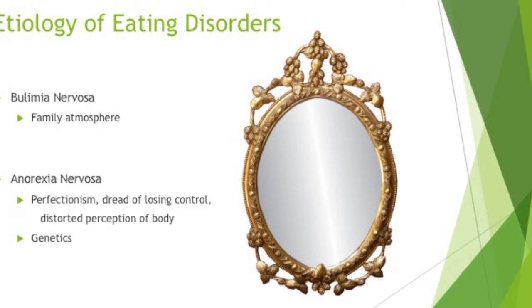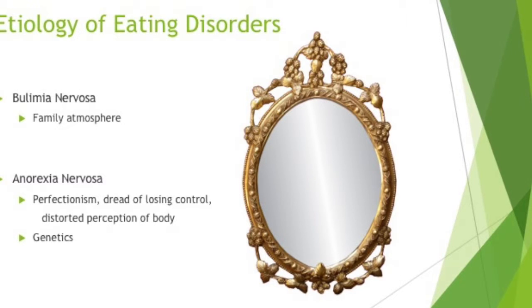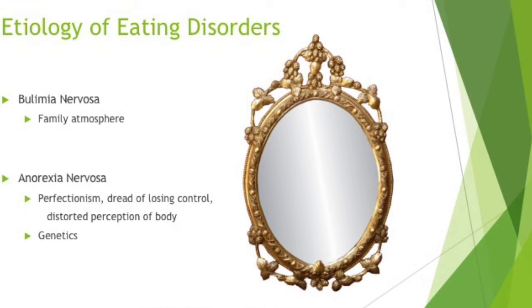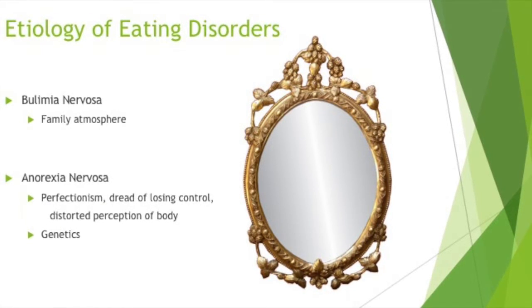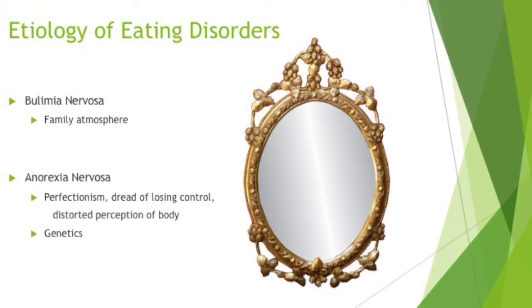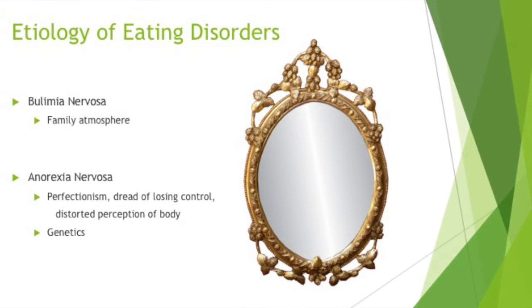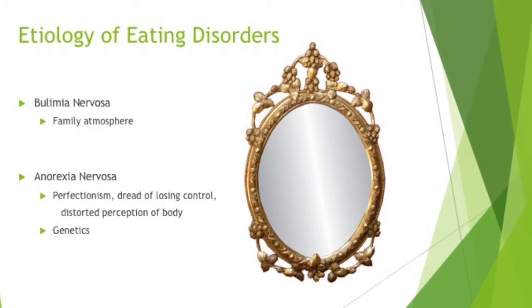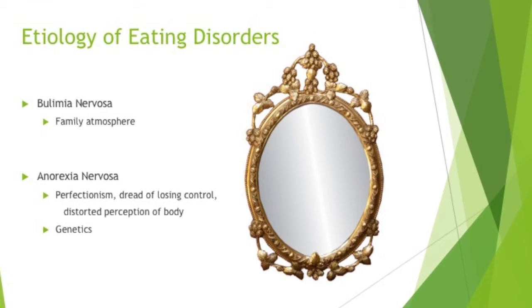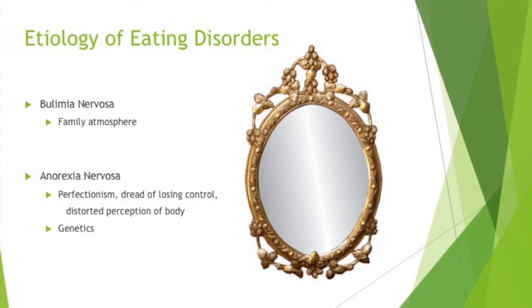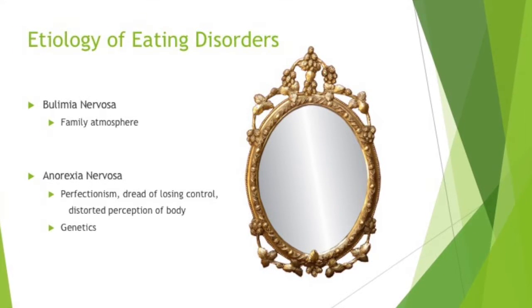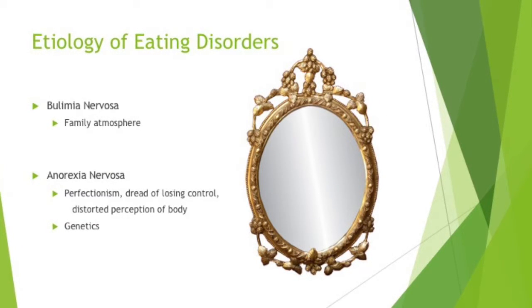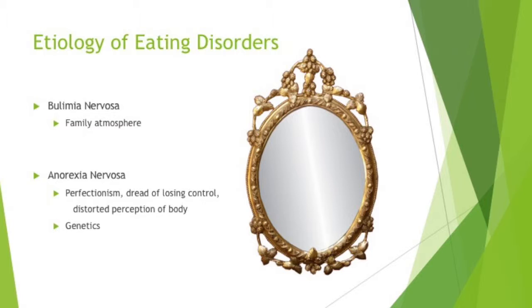Not much is known about the cause of bulimia, but one theory is related to the family atmosphere. Families in which a member has bulimia appear enmeshed but also have disengaged qualities. These qualities include high expectations, disorganization, lack of ability to solve problems, and the possible presence of domestic violence, abuse, or neglect. One etiological explanation of anorexia involves the psychological features of the individual, including perfectionism, dread of losing control, and the distorted perception of their own bodies. There is also a strong genetic or heritability component associated with anorexia as well.